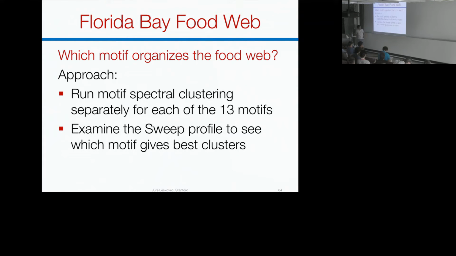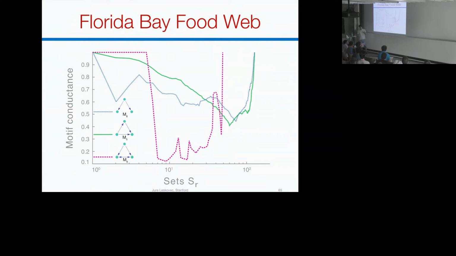So the way we will do this is we will run our spectral clustering method separately for each of the 13 motifs, and we will examine these sweep profiles to see which motif allows us to kind of find interesting good clusters. So to show you what I mean by that, just for the 3 examples, this is my sweep curve. Here are the sets R. This is the conductance. Lower is better. And here are the conductance curve if I cluster the network based on different motifs.